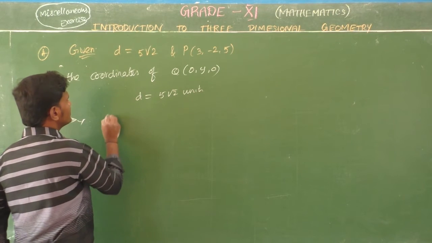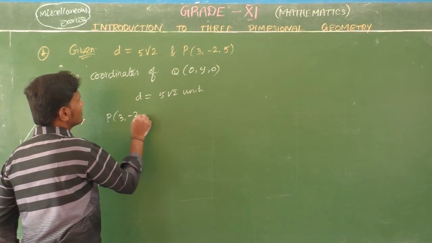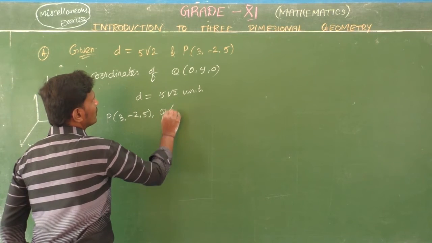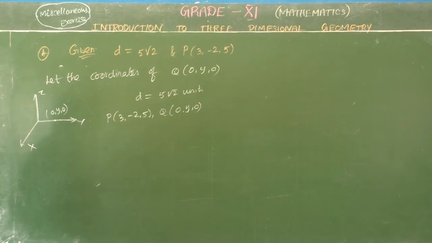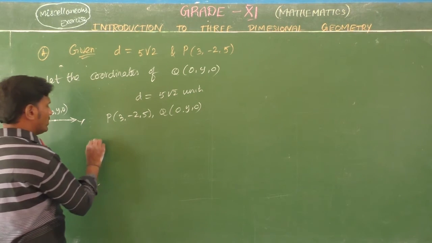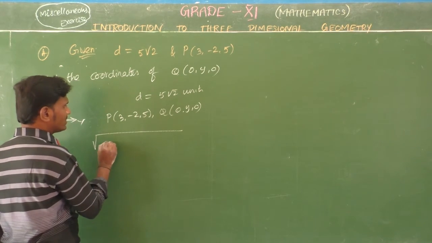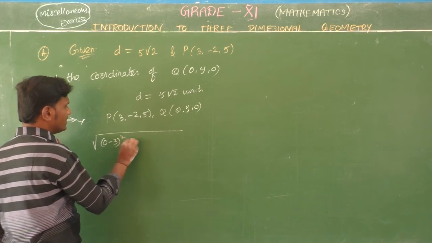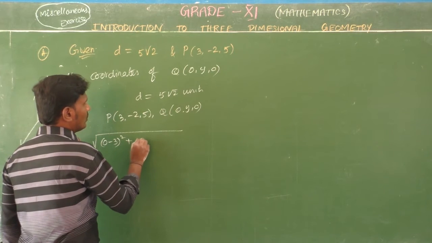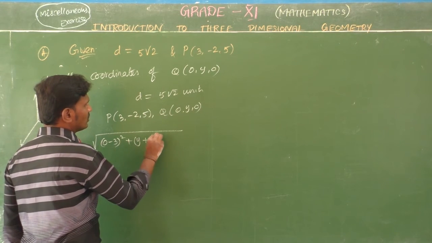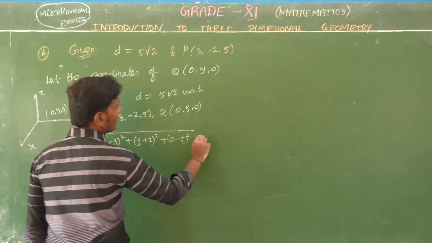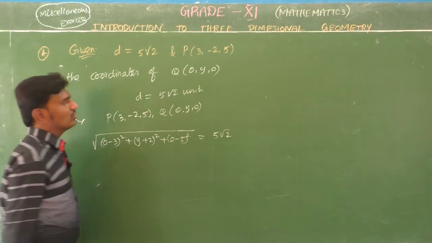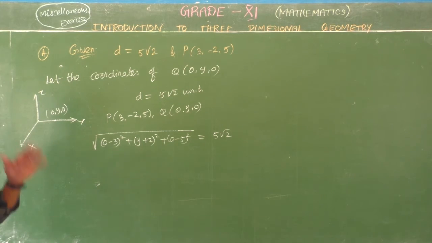So let the points P be 3 comma minus 2 comma 5 and Q be 0 comma y comma 0. Already you know the distance formula: square root of x2 minus x1 the whole square, so 0 minus 3 the whole square, plus y2 minus y1, which means y plus 2 the whole square, plus z2 minus z1, which means 0 minus y the whole square, which is equal to the distance, 5 root 2.